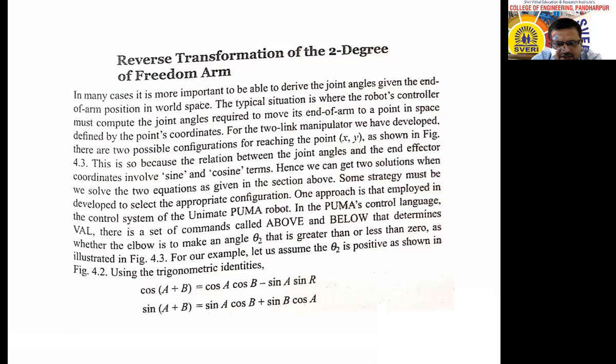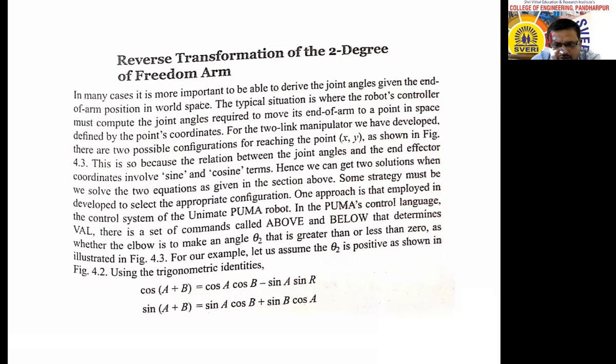Now, reverse transformation of the 2-degree of freedom arm. In many cases, it is more important to be able to derive the joint angles given the end of arm position in world space. The typical situation is where the robot's controller must compute the joint angles required to move its end of arm to a point in space defined by the point's coordinates.